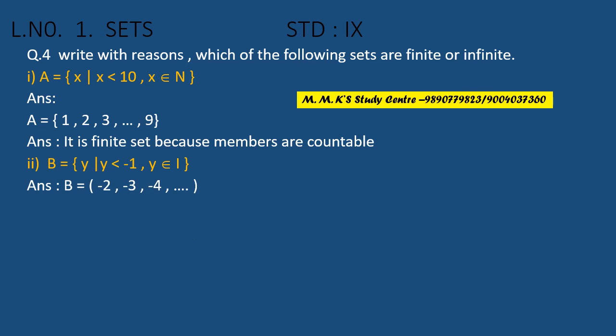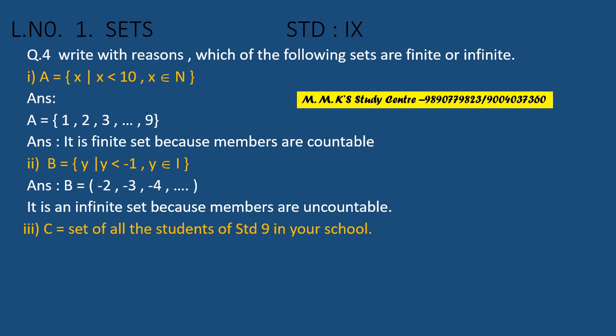Then second sub question, B is a set of y such that y is less than -1 and y belongs to integers. So less than -1 means you will get -2, -3, -4. It will be infinite because a condition for limitation is not given. So B is the set of -2, -3, -4, and so on, infinite. Members are not countable. So set B is an infinite set because members are uncountable.